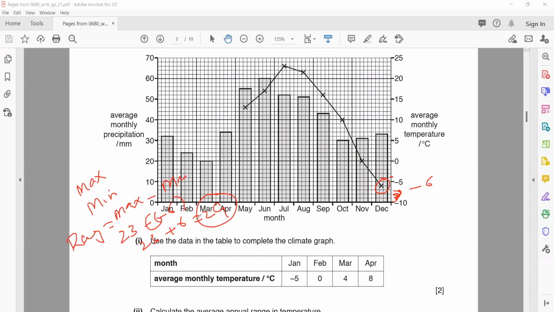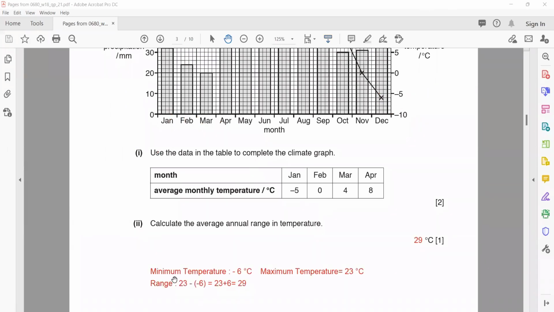Like you are finding the range in physics with thermometers. If the thermometer starts from minus, you will solve like this. So what is the temperature range here? 29. You can see here.